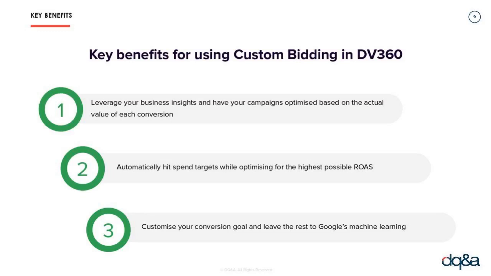Instead, you have the freedom to play around with, for example, adding a weight to a certain conversion, which we'll be looking at later on in this presentation. You also have the freedom to automatically hit spend targets while optimizing for the highest possible return on ad spend. And you'll be able to customize your conversion goal and leave the rest to Google's machine learning.